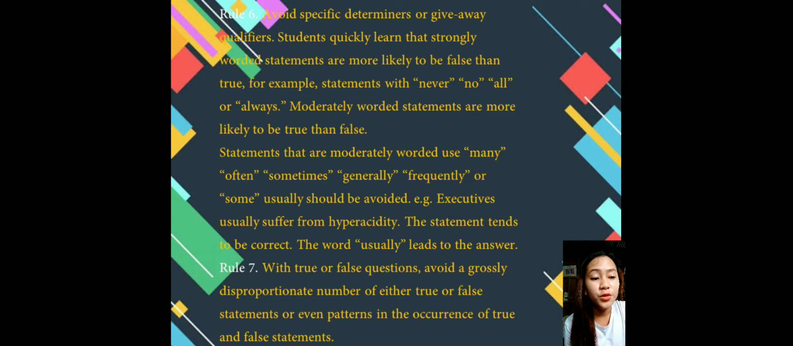Moderately worded statements are more likely to be true than false. Statements that are moderately worded use many, often, sometimes, generally, frequently, or some, usually should be avoided. Executives usually suffer from hyperacidity. The statement tends to be correct. The word usually leads to the answer.